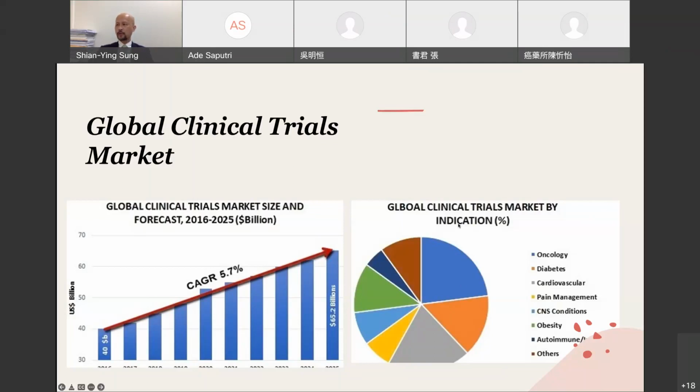You can see that the current clinical trial market includes oncology, diabetes, cardiovascular disease, pain management, CNS conditions, obesity, and autoimmune disease as well. So there are many diseases that are the focus of different professors in our Taipei Medical University, covering all these different diseases in the market.